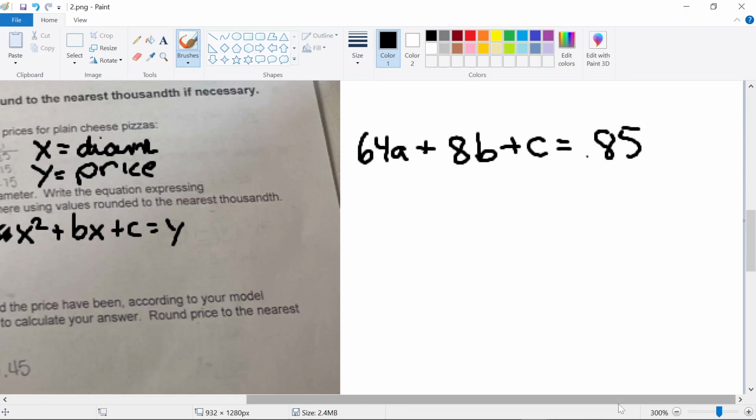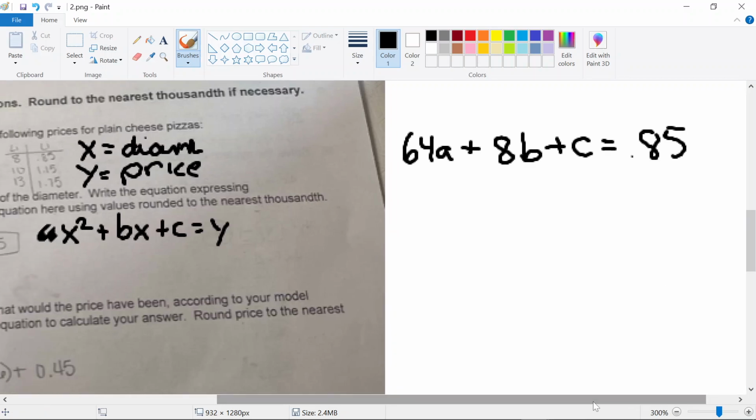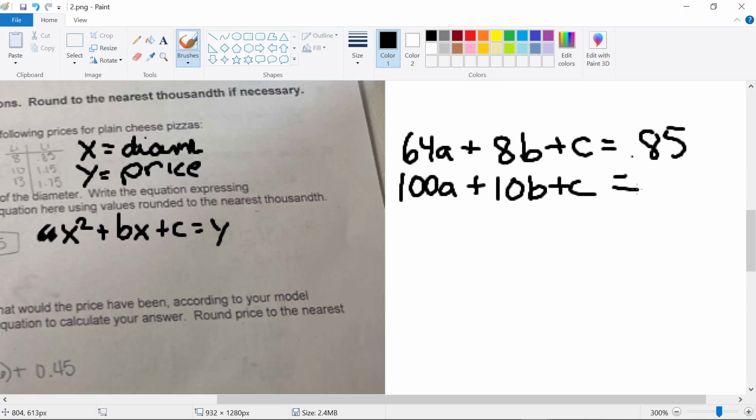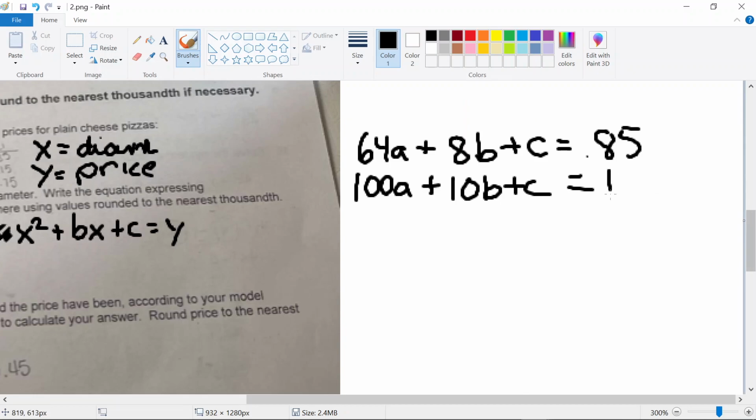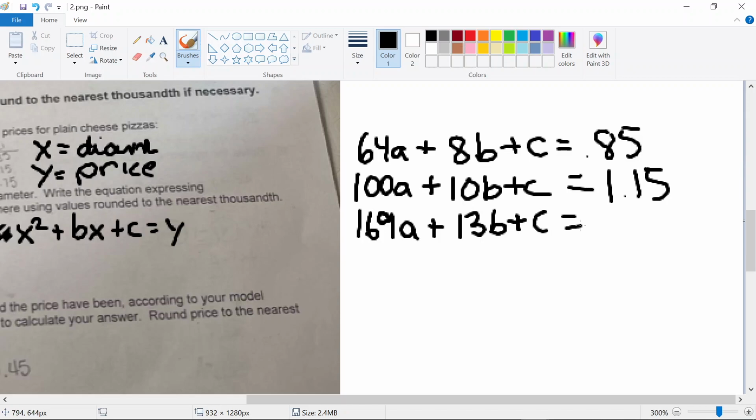Now for the second one, this is a 10-inch diameter, so it's going to be A times 10 squared, or 100A, plus 10B, because again, x is 10, plus C equals $1.15. And then the third one is 13, so it's going to be 13 squared times A, 169. You do that on your calculator. Times A, plus 13B plus C equals, and what is that one in cost? $1.75.